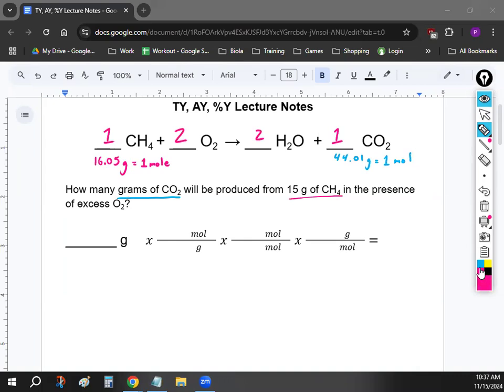Okay, so that's the first 2 things you want to do when you do these stoichiometry problems. First is balance, then find the molar mass of the important chemicals. Any questions about those first 2 steps? Hopefully that part's not too bad. And then we're just going to be plugging it into these fractions.